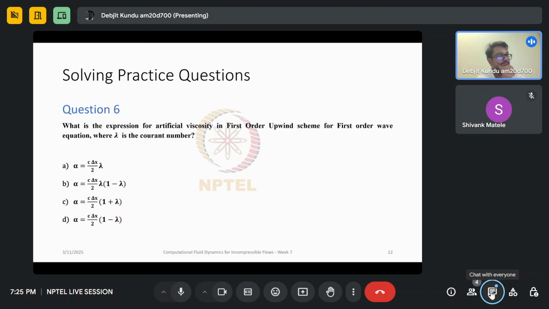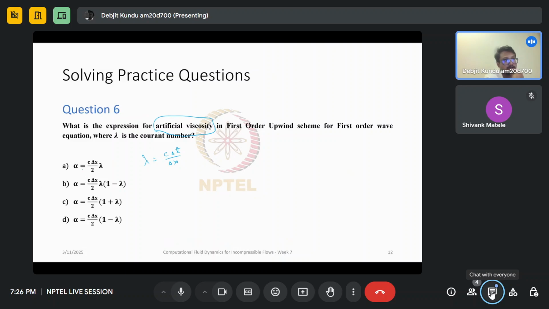Alright, moving on to question number 6. What is the expression for artificial viscosity in the first order upwind scheme for the first order wave equation, where lambda is the Courant number? Where lambda is the Courant number, so c into delta t over delta x. So what is the expression for artificial viscosity?